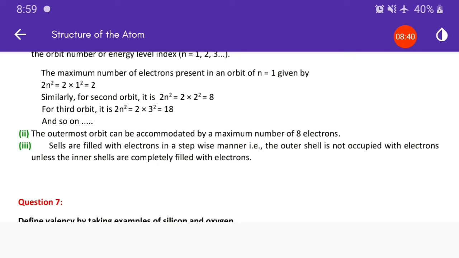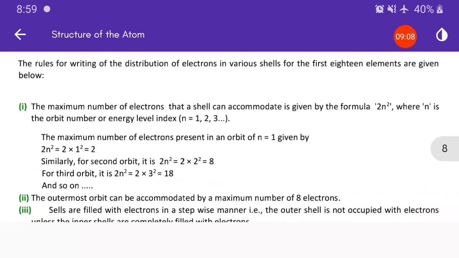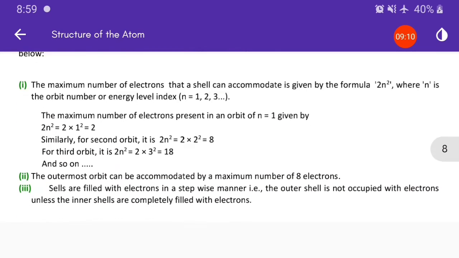Second, the outermost orbit can accommodate a maximum of 8 electrons, that is, the octet. Third, shells are filled with electrons in a stepwise manner, and the outer shell is not occupied with electrons unless the inner shells are completely filled with electrons. So these are some rules for writing the distribution of electrons.